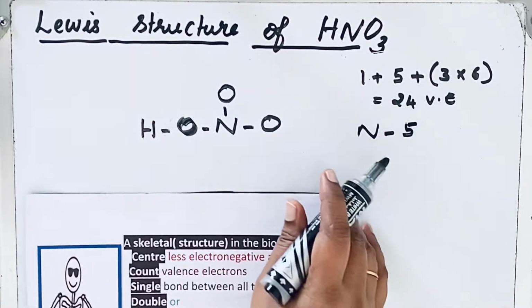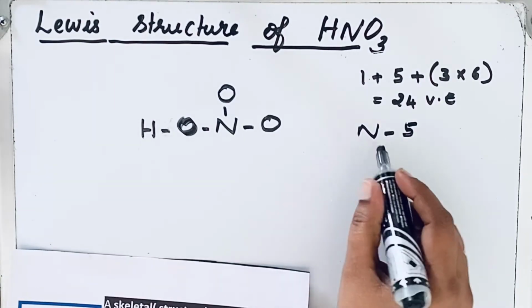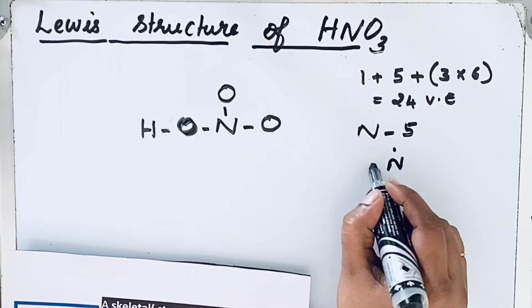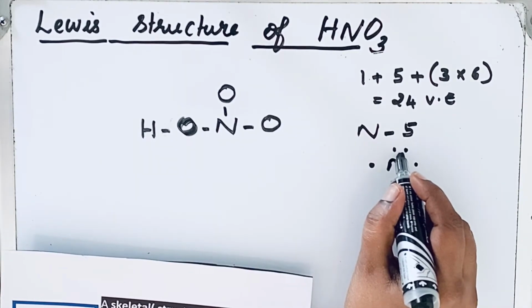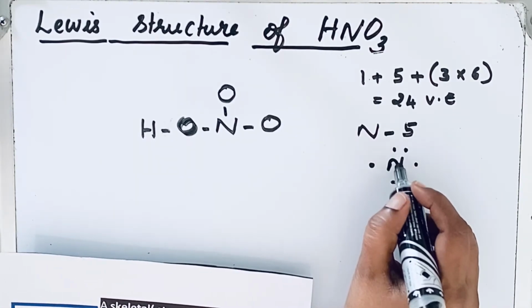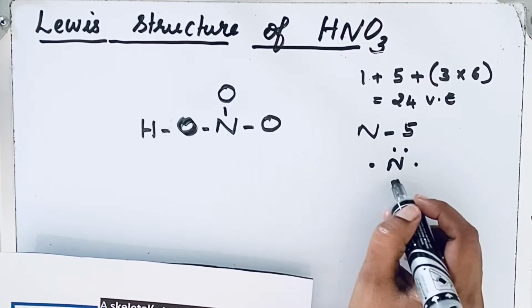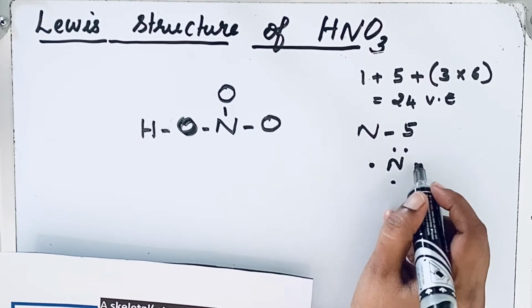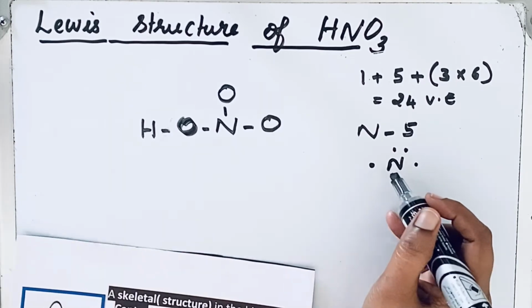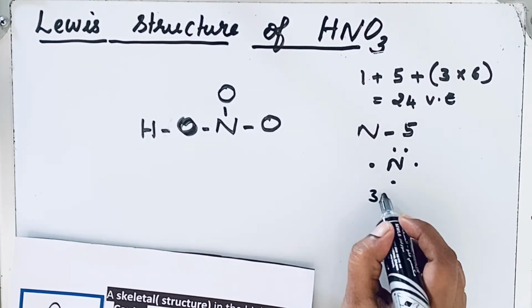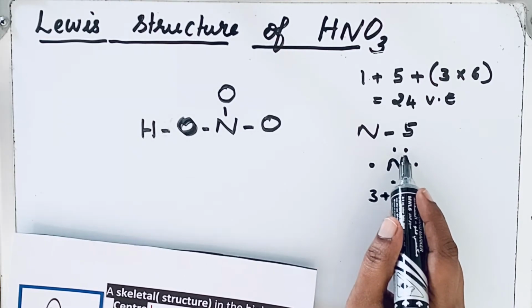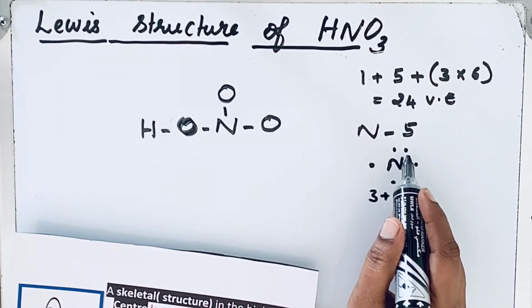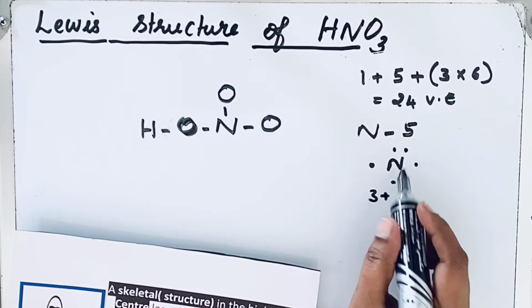So let us draw the electron dot structure. Nitrogen: 1, 2, 3, 4, 5. It means one lone pair of electrons is present on nitrogen and 3 unpaired electrons are present. These 3 unpaired electrons will be involved in covalent bonding. So 3 covalent bonds, and this lone pair will stay on nitrogen, or sometimes it will be involved in a coordinate bond, a dative bond. So one dative bond is possible.